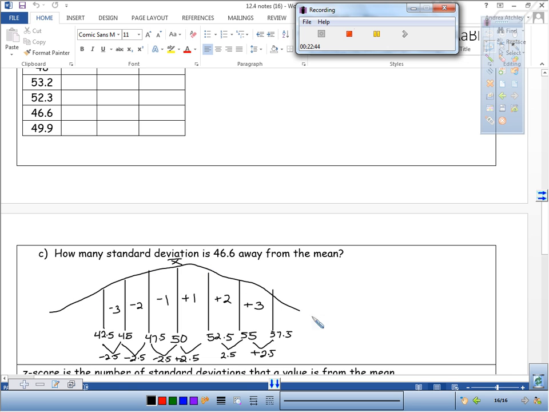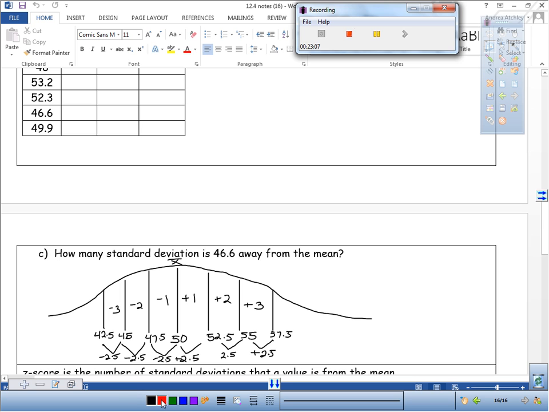Let's see if I can draw this curve pretty well. That's a really bad curve, but that's okay. You get the idea. Make your curve look prettier than mine. Oh, let's try that again, because I don't like that curve. We're getting there. Okay, something like that.